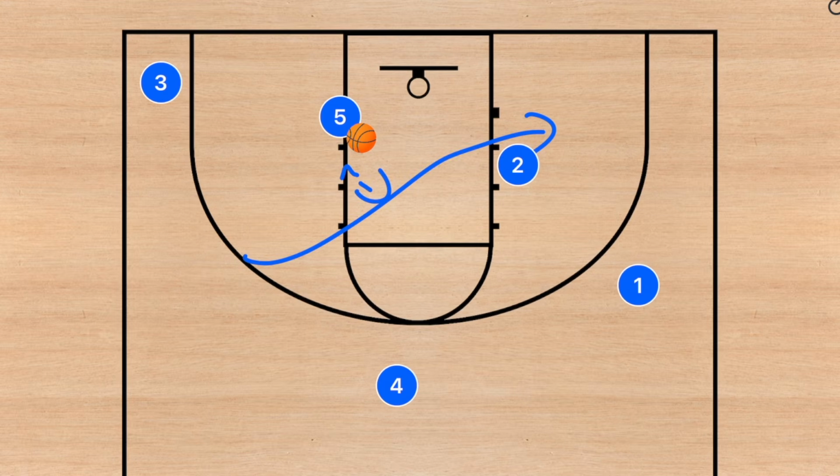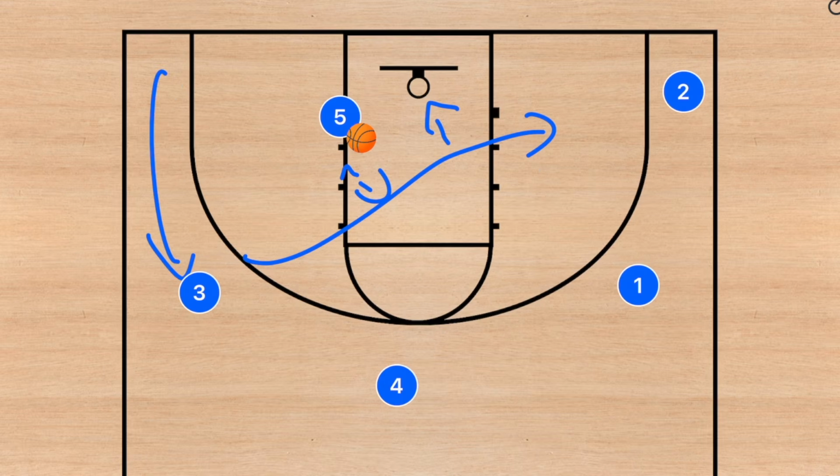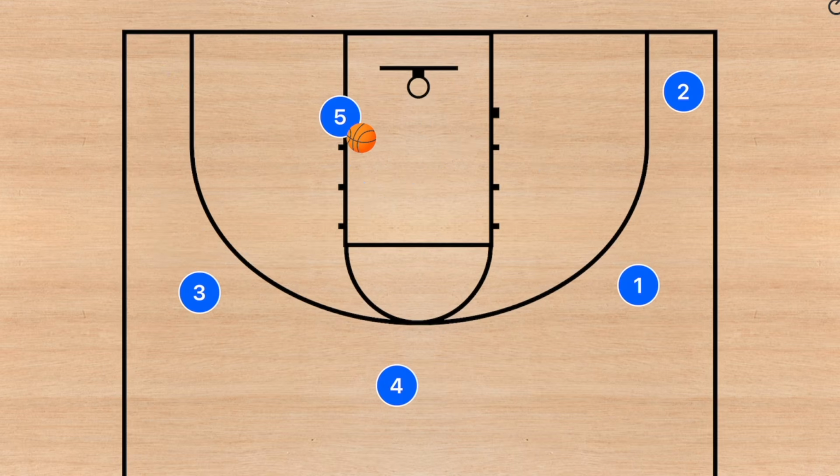If he's open, pass for the layup. If not, he fills out. Player 3 lifts. This could be a kick out pass to player 3, where now player 5 removes himself, and we can start all over again with a pass and cut.